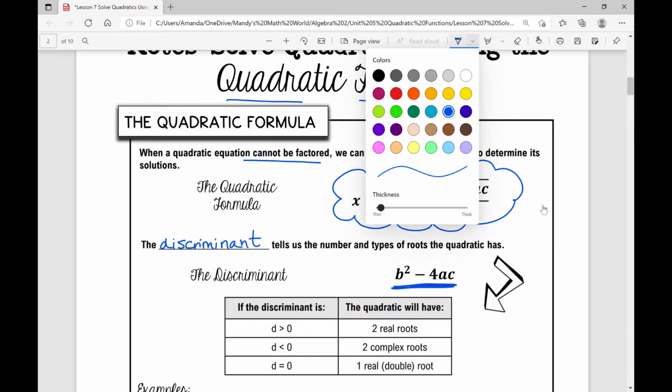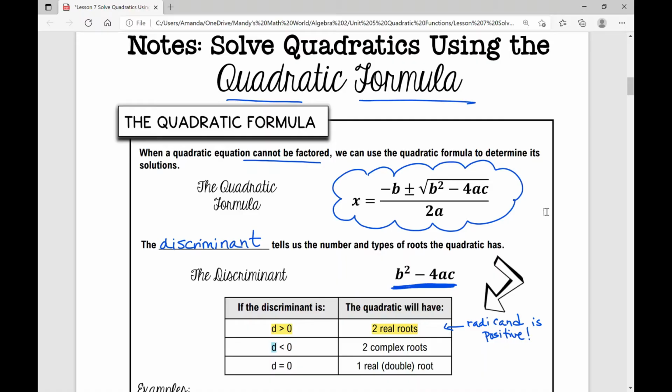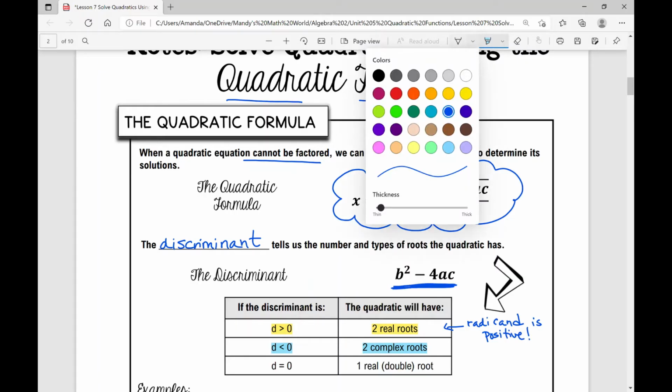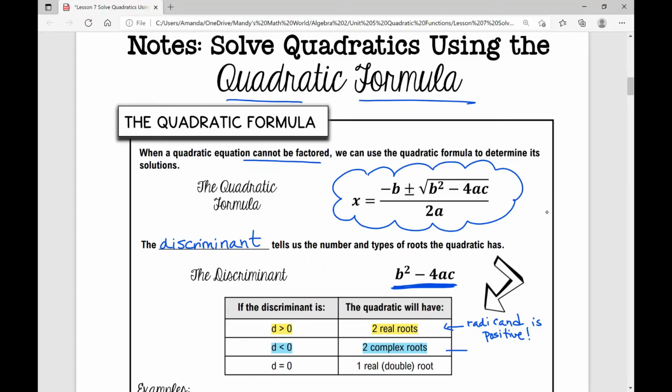If that number that's underneath the radical is greater than 0, so it's positive, your quadratic will have 2 real roots. So this means your radicand, remember that vocabulary word? Your radicand is positive. If the number that's underneath that radical is negative, so it's less than 0, you'll have 2 complex roots. So you know that you'll be taking the square root of a negative number, and you can't do that without imaginary numbers. So you'll have 2 complex roots. So that's where your radicand is negative.